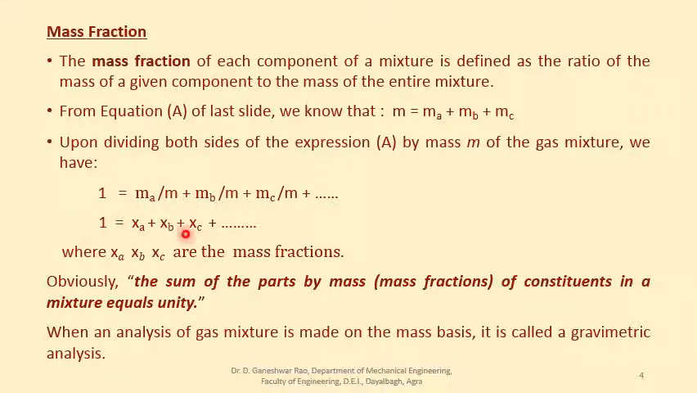What this indicates is that the sum of the mass fractions of each component will always be equal to unity, or 1, right? So the sum of the parts by mass, or mass fractions, of constituents in a mixture equals unity. Now when the analysis of a gas mixture is made on the mass basis, it is called gravimetric analysis.